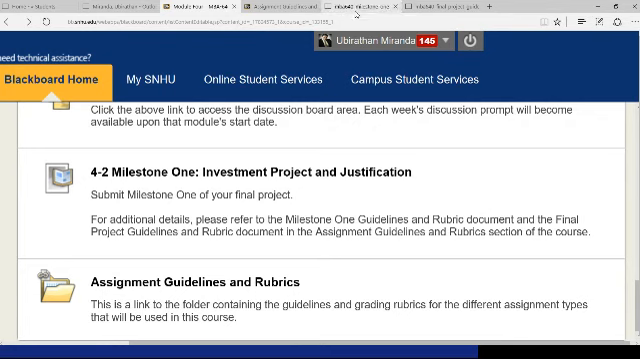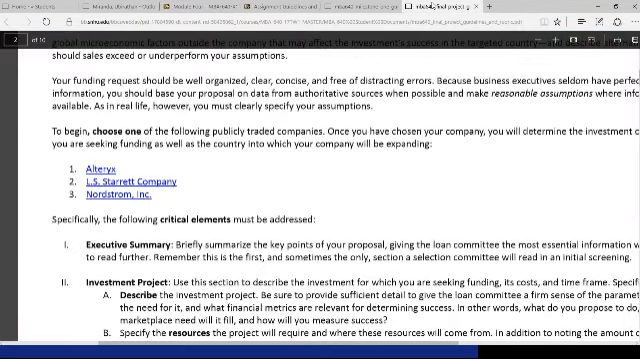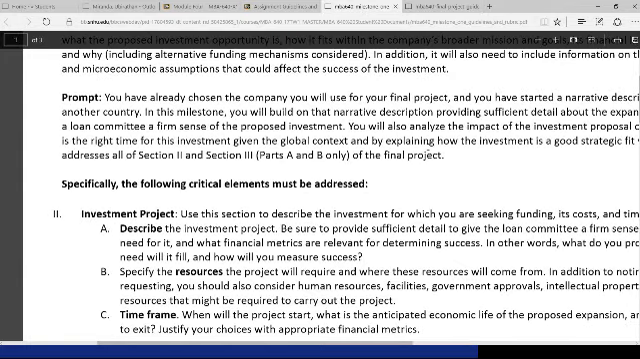Okay. At this point in time, you should have already chosen the company that you're going to be doing your final project on. At this time, most of you have already done so. And the choices, of course, are between Arterix, LS Startup Company, and Nordstrom Inc. If you're not doing one of these 3, or at least one of them, you have the wrong company. So please reach out to me, and we will discuss which of these 3 you're going to select. Now we're going to go into the Milestone 1 rubric.